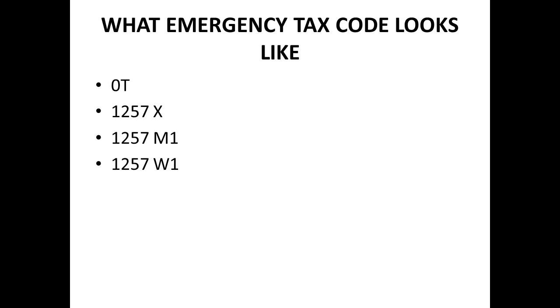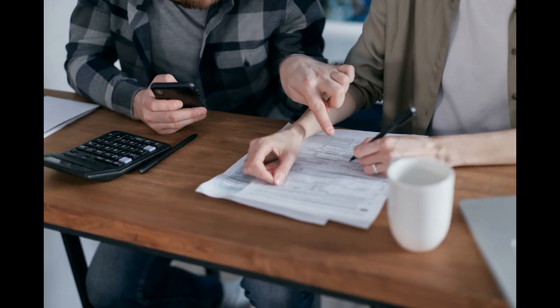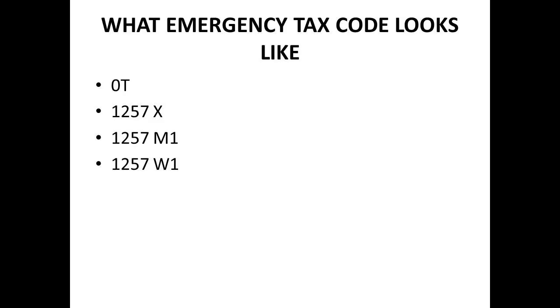If you see this tax code on your pay slip or your wage slip, that means 99% of the time you're paying too much tax and would get a refund once HMRC has gotten sufficient information to adjust your tax code correctly. And this information is usually a P45 from your previous employment submitted to HMRC. These are what the other emergency tax codes look like.